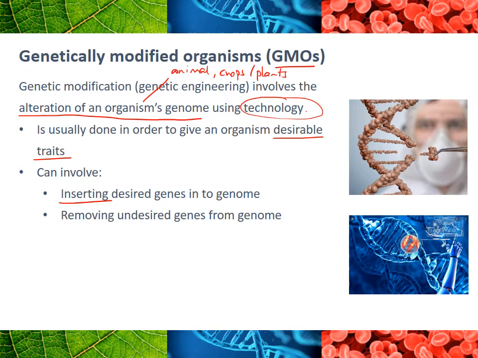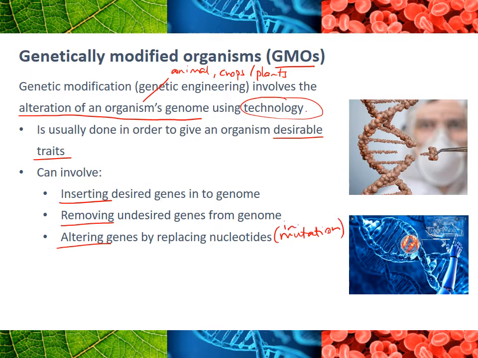It could involve removing undesired genes from an organism's genome. It can involve altering genes by replacing nucleotides, and you're probably thinking, well, that almost sounds like a mutation. Well, it is. That would be inducing a mutation, causing a mutation by changing a sequence of DNA.